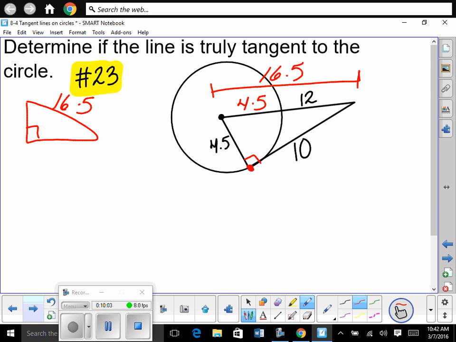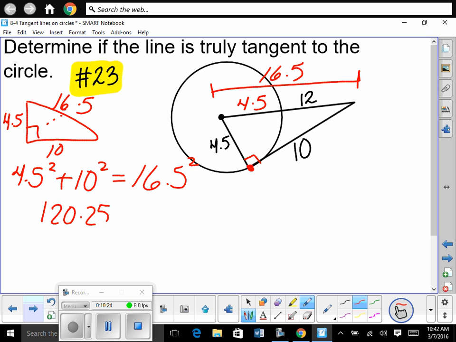So we've got to make sure we do this correctly. So this is 16.5. One of the sides was 4.5, and then the other side was 10. So we'll be doing side 1 squared, 4.5 squared, plus side 2 squared, 10 squared, equal to the hypotenuse, which has to be 16.5 squared. Go, type it in. 4.5 squared plus 10 squared. You get 120.25 is equal to, type in 16.5 squared. You get 272.25. So was that right triangle truly a right triangle? No, the Pythagorean theorem didn't work. And if it was a right triangle, it would have. Therefore, that must not be a 90-degree angle. Therefore, it's not tangent.